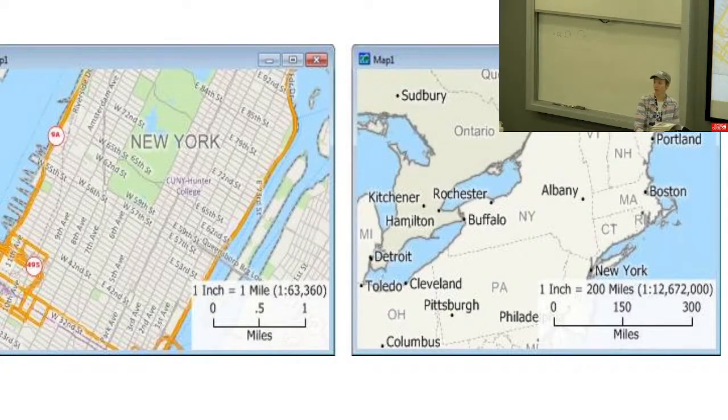Okay. Here's just another example of New York City versus the state of New York with the little island off to the side. So again, differences in scale here. I think we have another example.